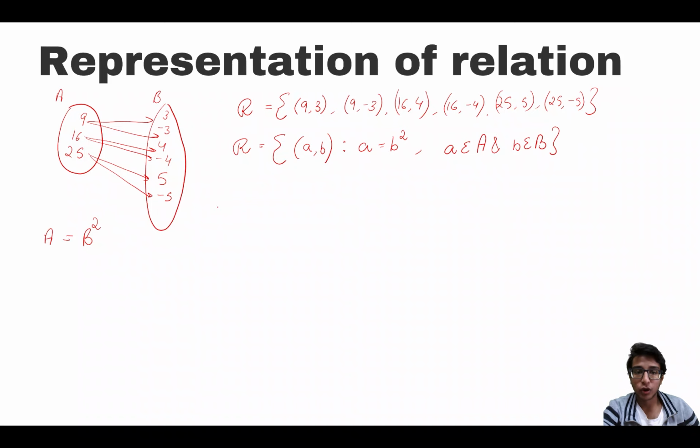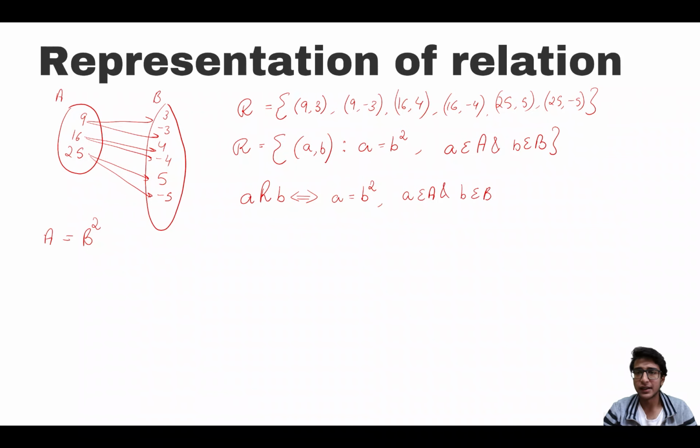Now one more way of representing my relation is simply a is related to b in such a way. This is basically an implies sign. Sorry, let me write it down again. This is an implies sign. a is related to b in such a way that a is equal to b square, given that a belongs to set A and b belongs to set B. So these are the three main ways of representing any relation that we have, provided there have to be some conditions. So I hope you must have understood this portion till now.